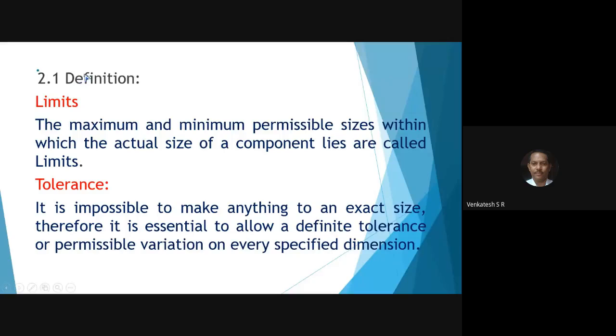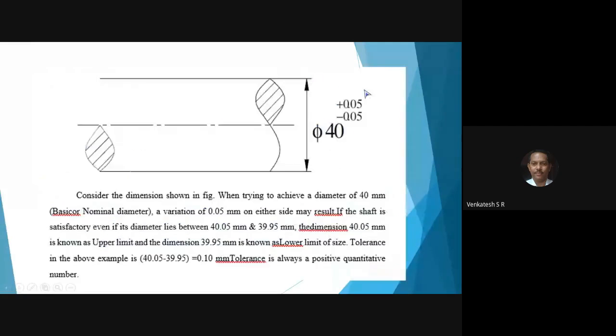First, the definition of limit: the maximum and minimum permissible sizes within which the actual size of the component lies are called limits. Come to this point. The upper limit and the lower limit, upper diameter and lower diameter, and in between that is the dimension of the shaft.